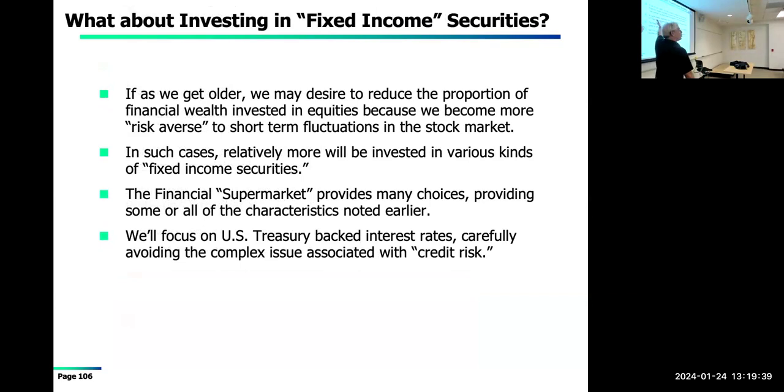As we get older, we may desire to reduce the proportion of our financial wealth from stocks. Most brokers will advise you to reduce the equity position because of the volatility of equities and getting older and what it means. And if you're risk averse, you put more of it into fixed income instruments. Okay. And you can do various kinds. The financial supermarket that's out there, this is part of the capitalist system.